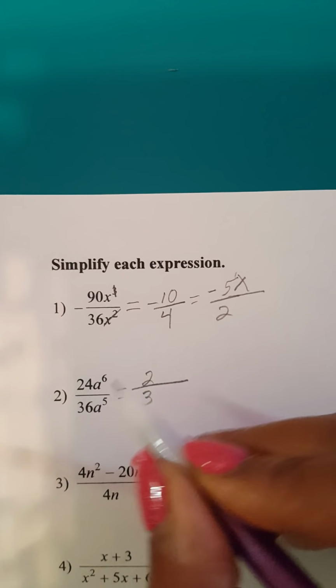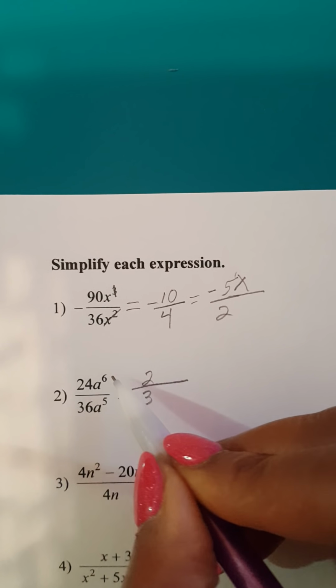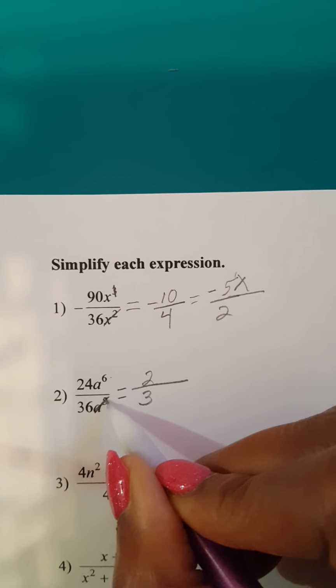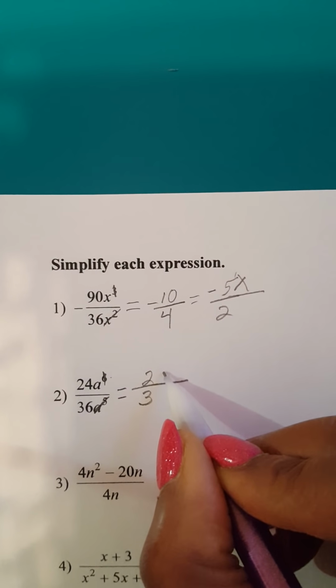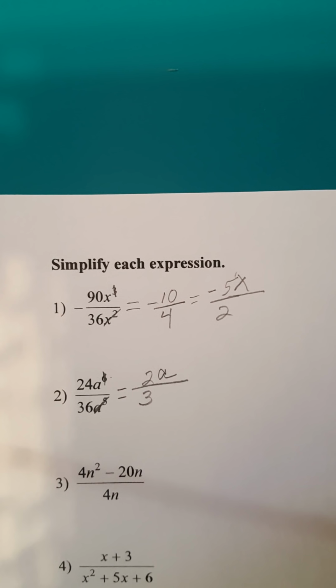And then with your variables, you have 5 a's on the bottom and 6 on top. All 5 will cancel with 5 from the top, and you are left with 1 on top. So your answer is 2a over 3.